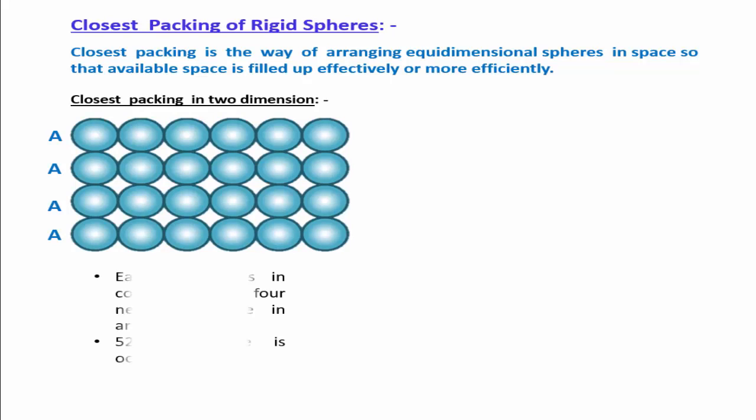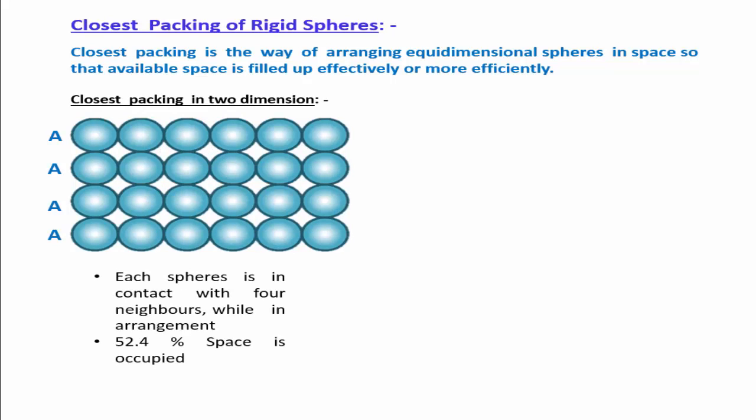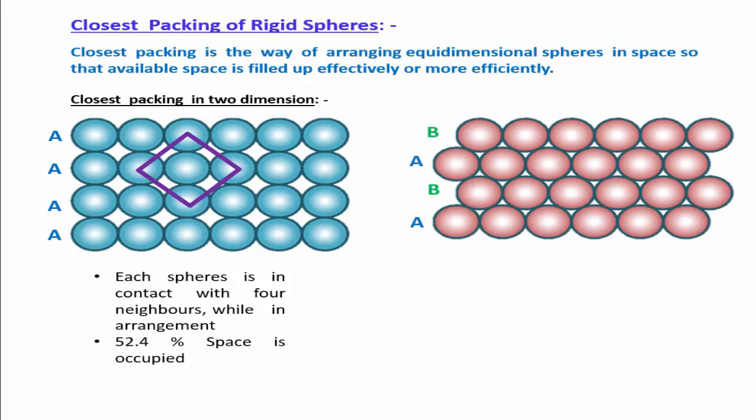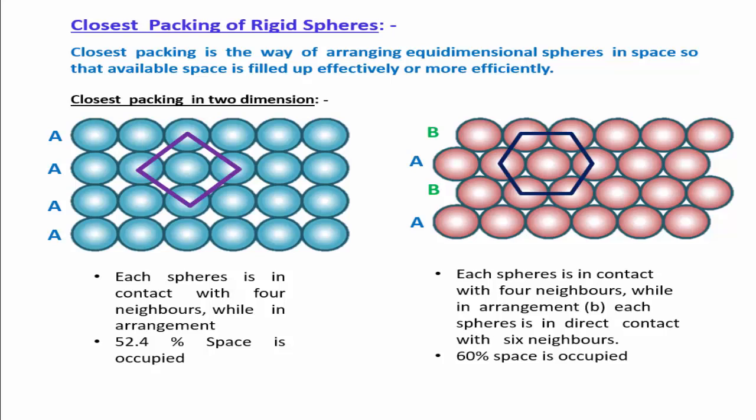If each sphere is in contact with 4 spheres, 52.4% space is occupied. If each sphere is in contact with 6 spheres, then 60% of the space is occupied. So we can say that when each sphere is in contact with 6 spheres, more of the space is occupied in the unit cell. Now we will extend this to 3 dimensions.